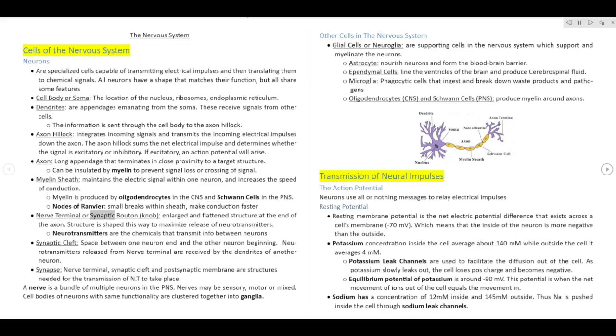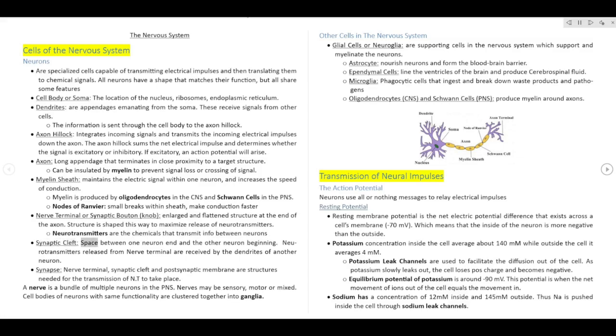Nerve terminal or synaptic bouton, knob: an enlarged and flattened structure at the end of the axon. The structure is shaped this way to maximize release of neurotransmitters. Neurotransmitters are the chemicals that transmit info between neurons.